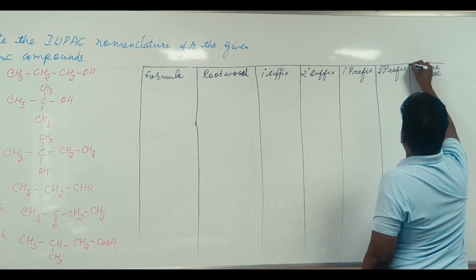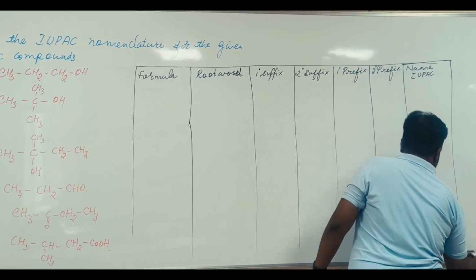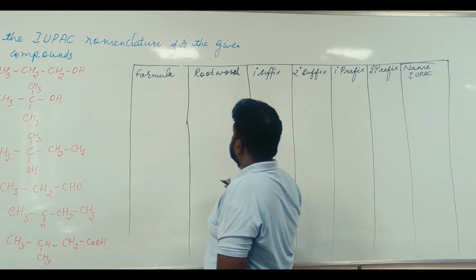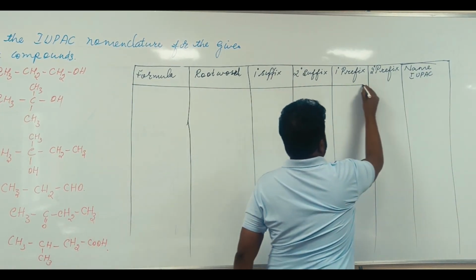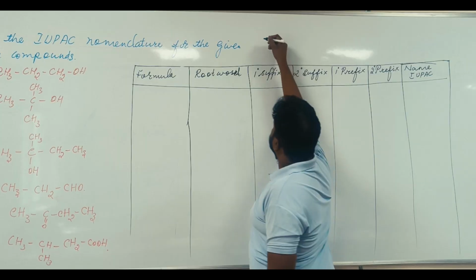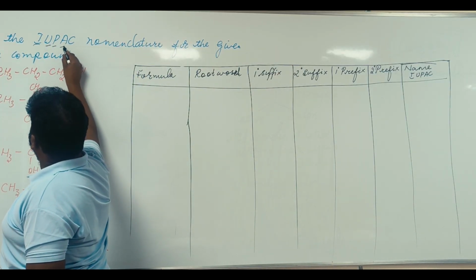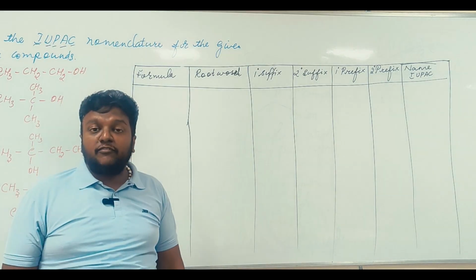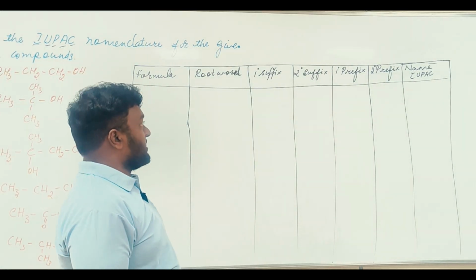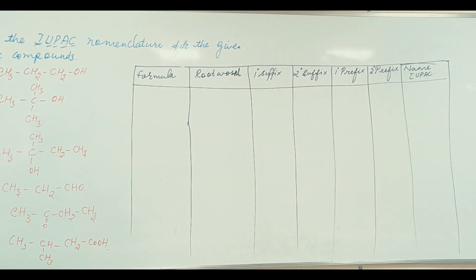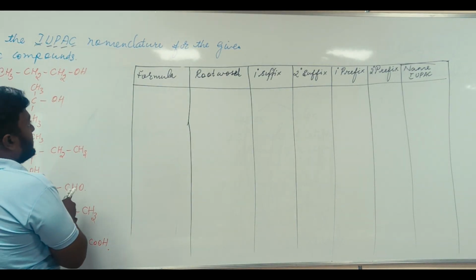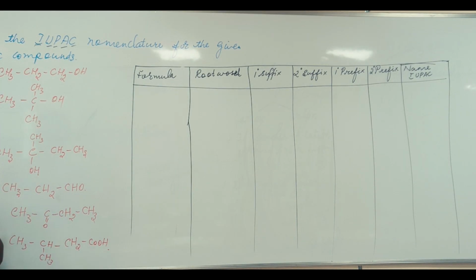What does IUPAC stand for? What is the full form of IUPAC? It is International Union of Pure and Applied Chemistry. Okay, so this is how we have to draw it. Now for the first question, we will write down the formula over here. So what is the formula that they have given? CH3 CH2 CH2OH, isn't it?